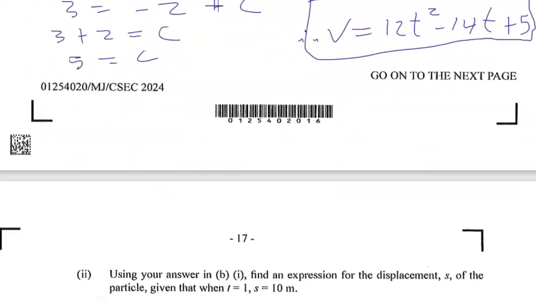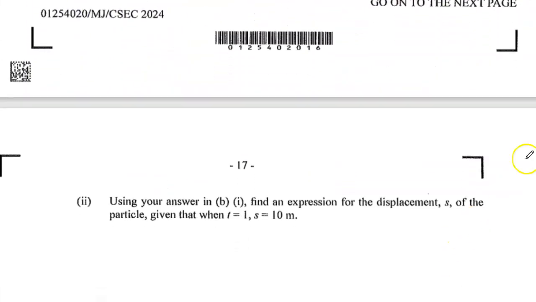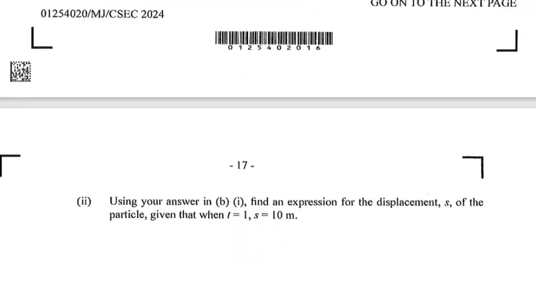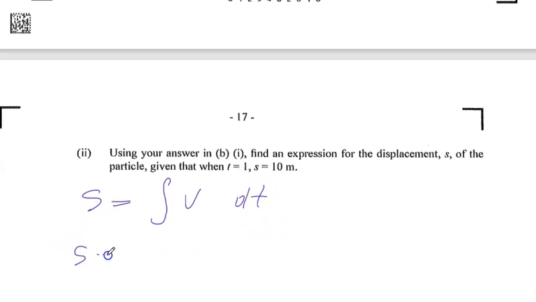Part 2, use your answer in B1. Find an expression for the displacement s of the particle, given that t is equal to 1 when s is equal to 10. So the formula for displacement is the integral of the velocity with respect to time. So displacement equals the integral of velocity.